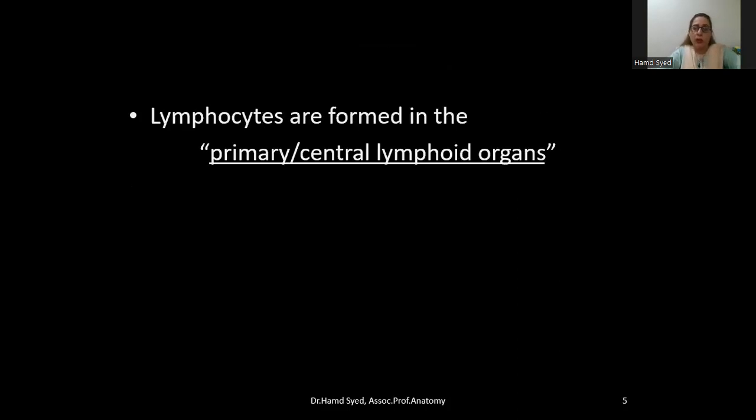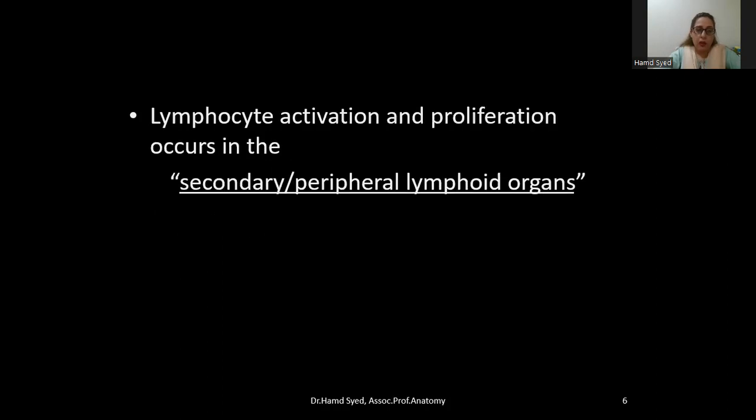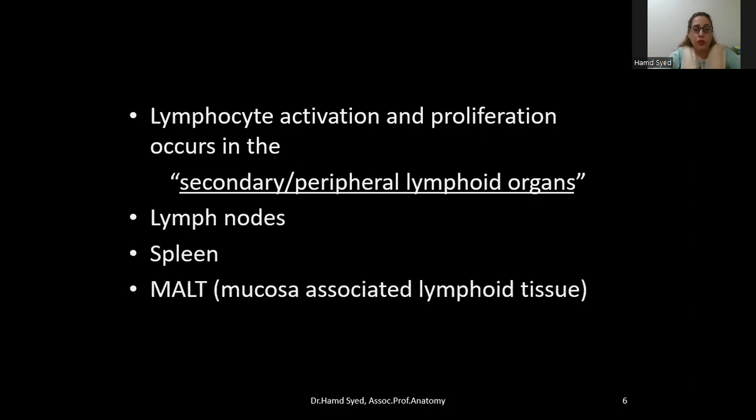Okay, so since we were talking about the lymphoid system, which is the essential part of the immune system of the human body, we know that lymphocytes are formed in the primary or central lymphoid organs. Now, what do we mean by primary lymphoid organs where the lymphocytes are formed? This includes the thymus and the bone marrow. Then the secondary, also known as peripheral lymphoid organs, are the ones where the lymphocytes are activated and their proliferation takes place. This includes lymph nodes, spleen, and also the mucosa-associated lymphoid tissue.